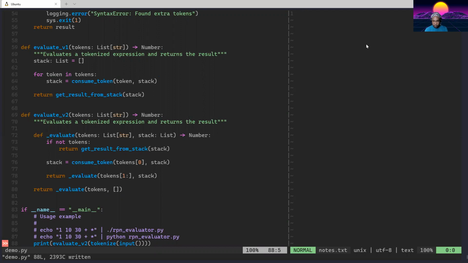In this one, we are going to be exploring how we can build an evaluator for reverse Polish notation expressions. Let's get right into it. So first, what are we talking about?